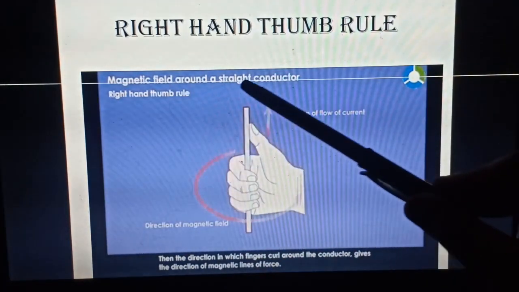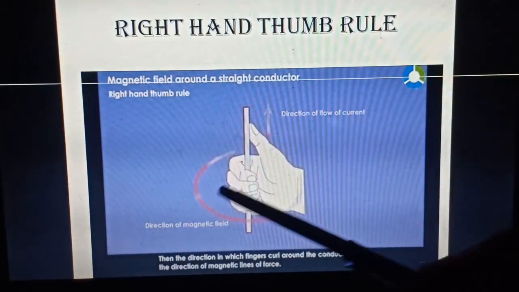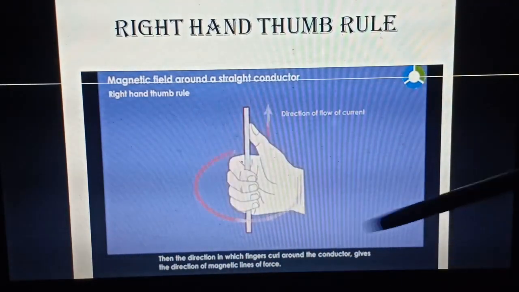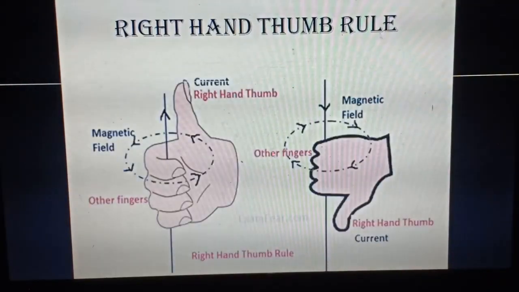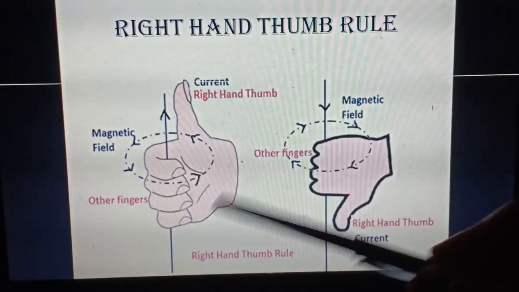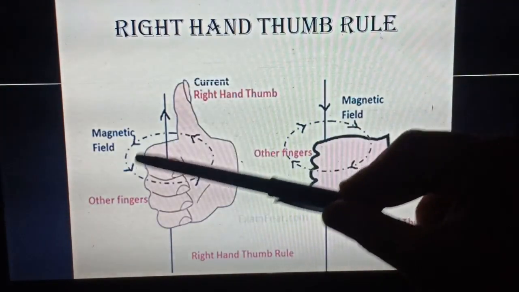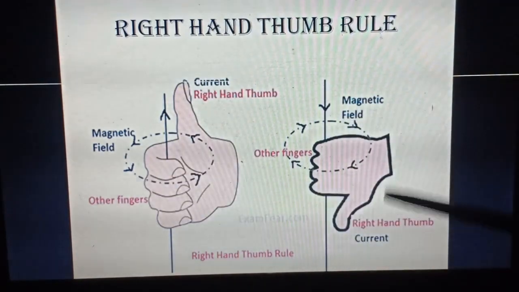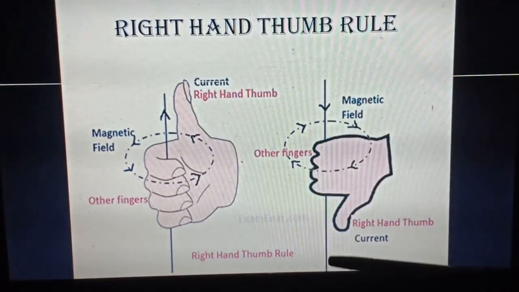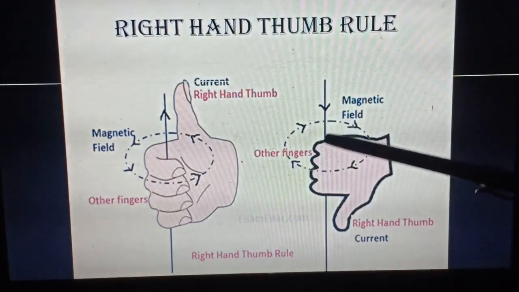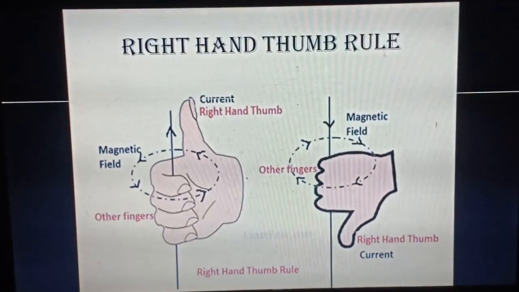It means the magnetic field around the straight conductor is something like that. This is the famous right hand thumb rule. If current is going in this direction, the magnetic field induced will be in this direction. If the direction of current is reversed, then the magnetic field is also reversed.